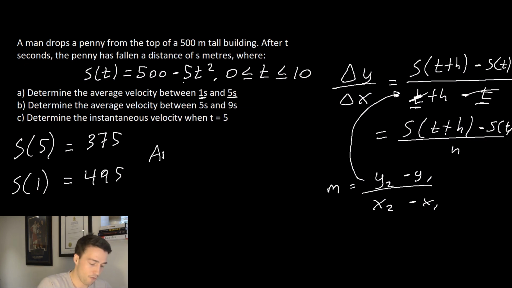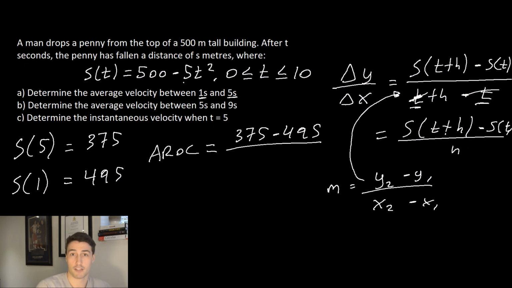So we can say AROC between these values is going to be 375 minus 495, and then divided by x2 minus x1. So that's going to be 5 minus 1. So AROC is going to equal 375 minus 495 divided by 4.